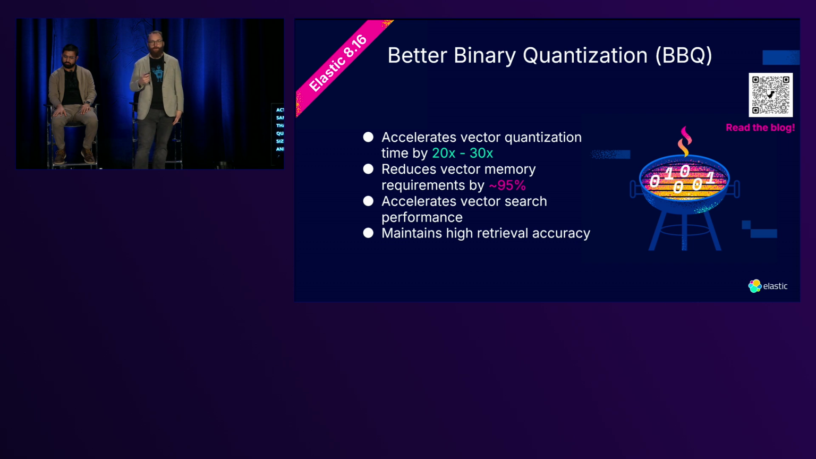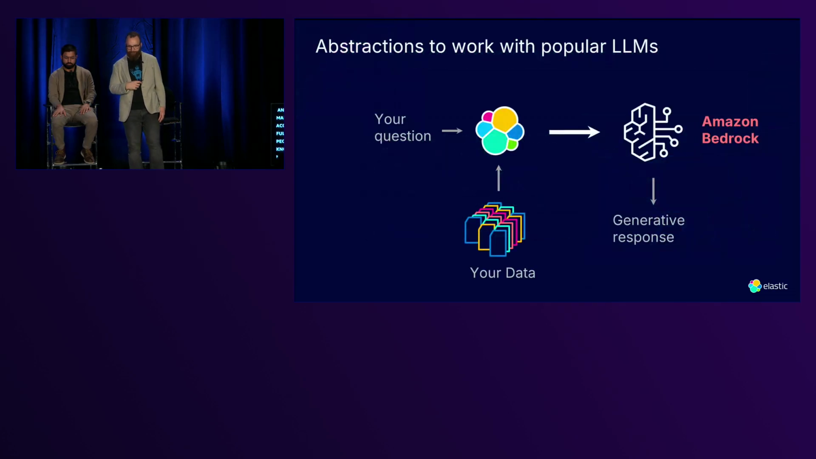So for a long time, people would come and say, we have hundreds of millions or billions of vectors. And we could do it, but it was a lot of RAM. Now it's a huge improvement in speed and accuracy.